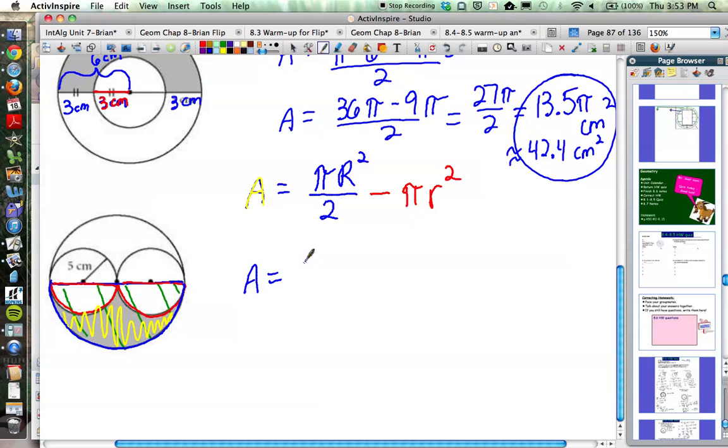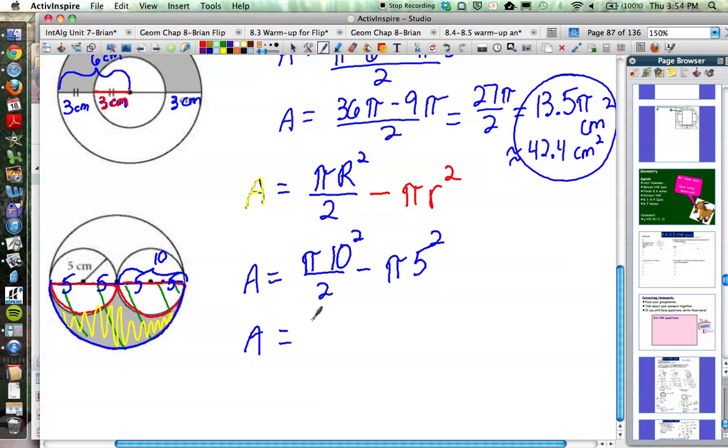All right. So pi times big R squared. Okay, so what is the big radius here? This big radius, this distance right here, is going to be 5 plus 5. So we've got these little radii right here are 5 and 5, so that's 10. So the radius of the large circle is 10. So pi times 10 squared divided by 2, and minus the area of one small circle. Well, the small circle has a radius of 5, so pi times 5 squared.